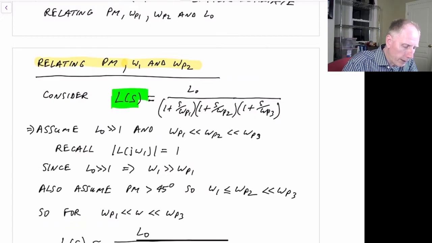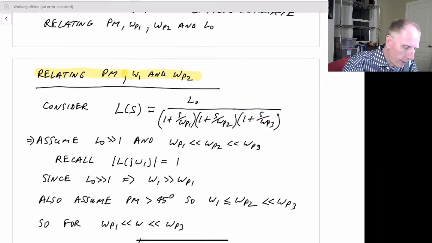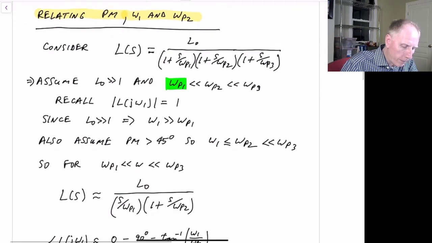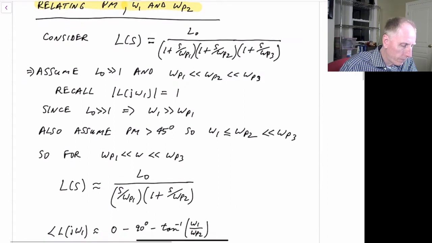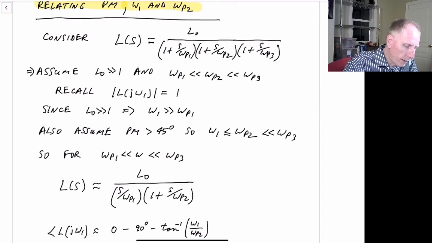So consider a loop gain, which is L naught divided by 3 poles here. So the denominator has 3 poles, omega p1, omega p2, and omega p3. We're going to assume that L naught, the DC gain, is much greater than 1. So it's 100, 1,000, 10,000, something like that. We'll also assume that omega p1 is much less than omega p2, which is much less than omega p3. So they're fairly widely spaced apart. And we recall that by definition, omega 1 is the frequency where the magnitude of the loop gain is equal to 1. Now, since the loop gain is much greater than 1, omega 1 is going to be much greater than omega p1.